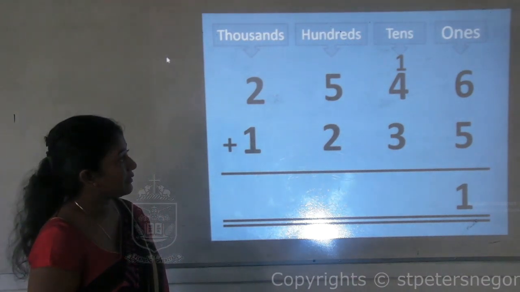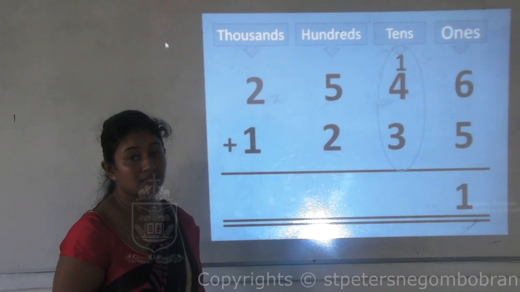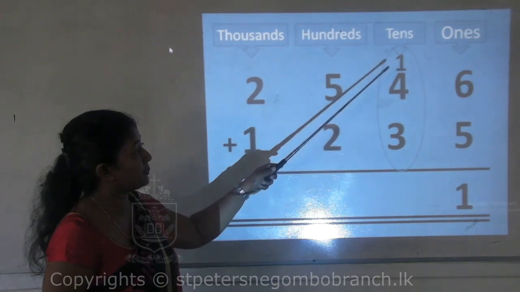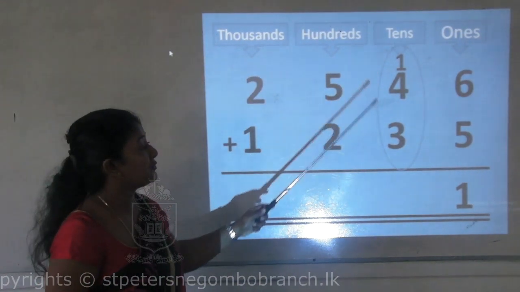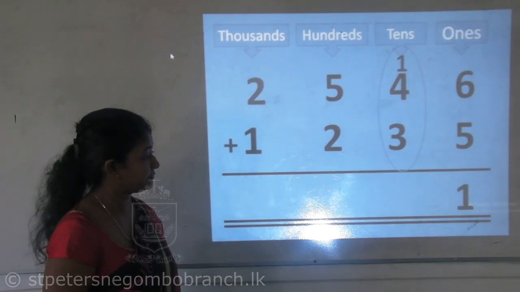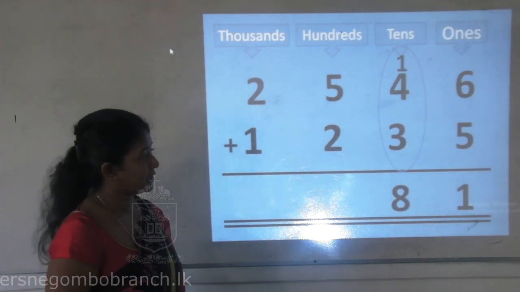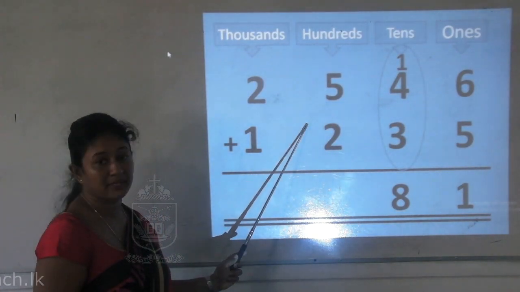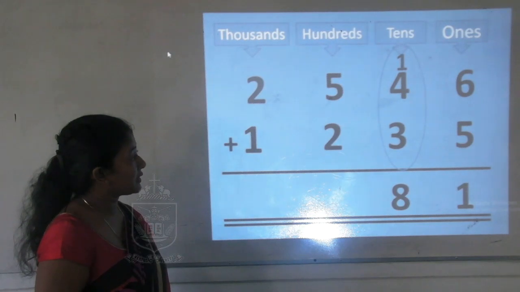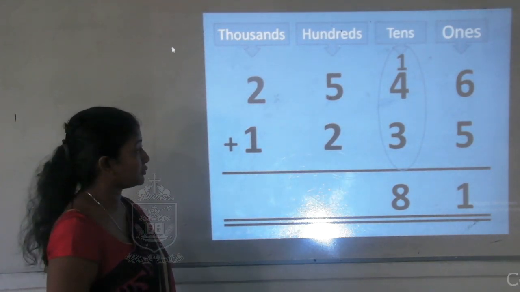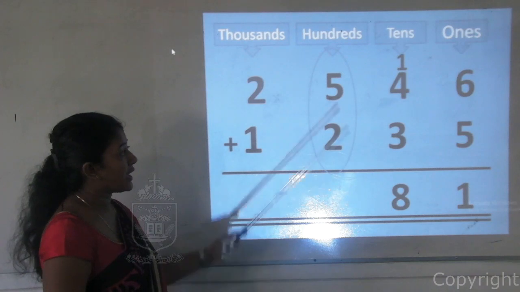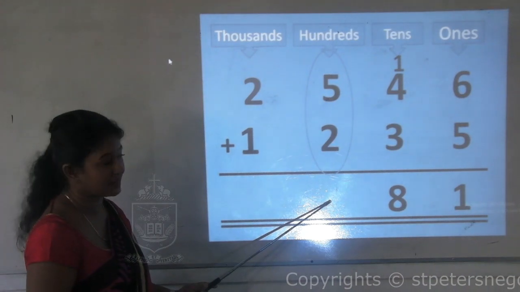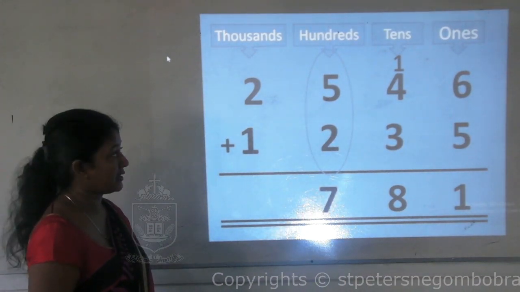Now we can see there are 3 digits to add. So it's easy. Let's add 4 plus 1, 5, 5 plus 3, 8. So my answer is here. You have to write it straight. Next, we can go to the next place, hundreds place. What are the numbers that we have to add? 5 plus 2. When you add 5 plus 2, it is in the 100s place, so you have to write the answer here. The answer is 7. 700s.